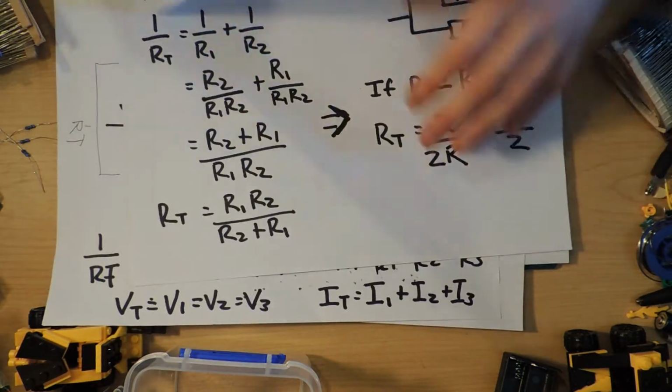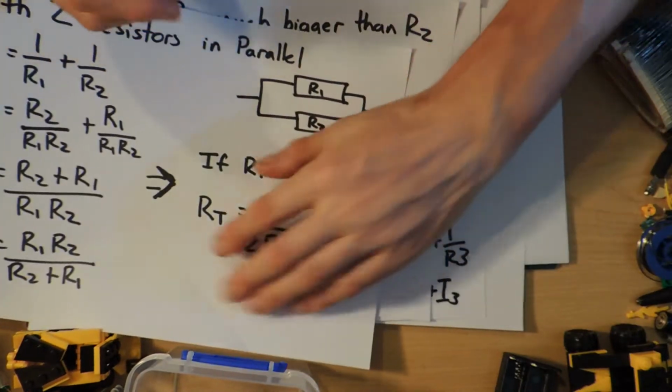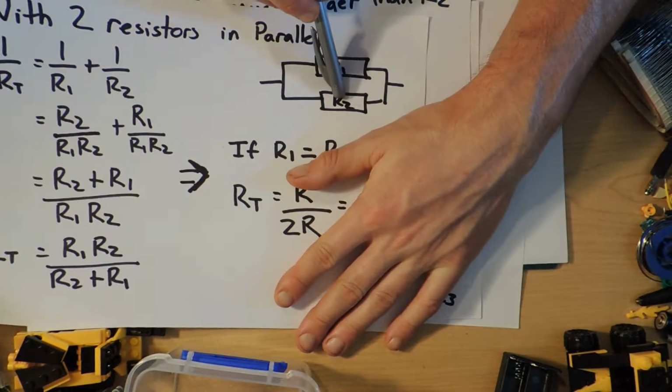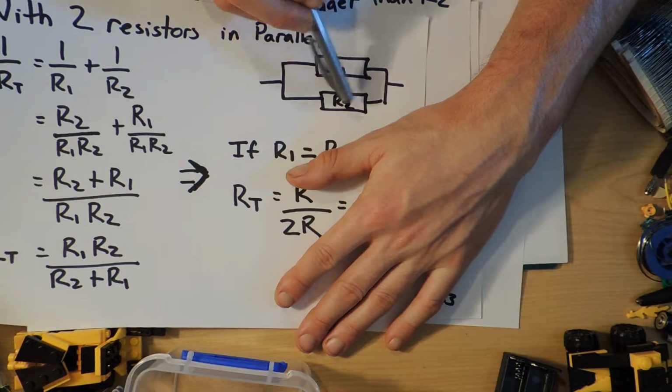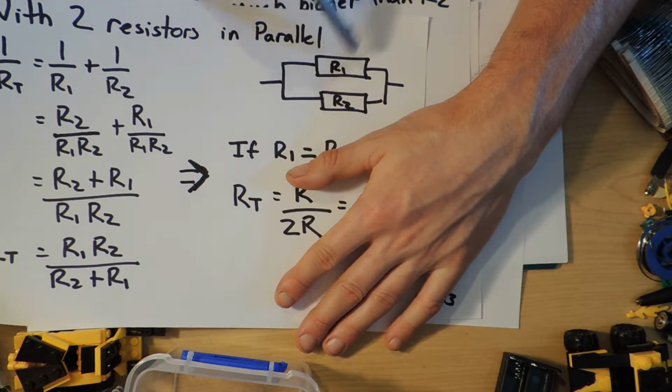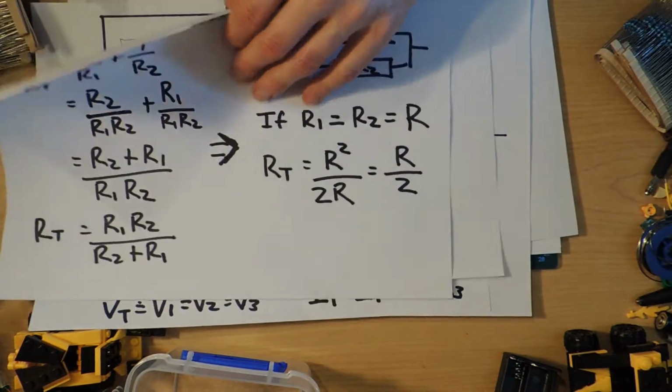If you think about it, just looking at this little picture here, if one of these is huge and really hard to get through, then most of the current's just going to go through the other one. And that's all that's saying. And I think that's the most important thing to get out of all that.